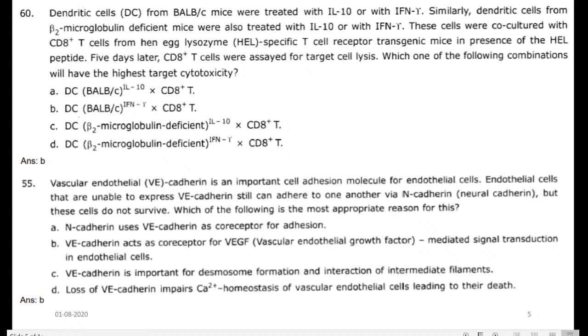Sub B, the V, that is vascular endothelial cadherin, acts as a co-receptor for VEGF, vascular endothelial growth factor, mediated signal transduction in endothelial cells. So these vascular endothelial receptors play a vital role in cell growth, but N-cadherin, the neural cadherin, is not helpful for growth.